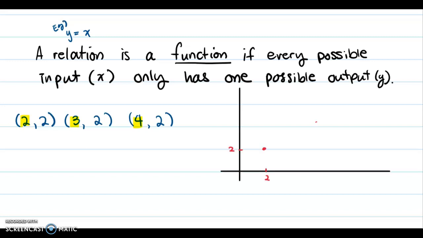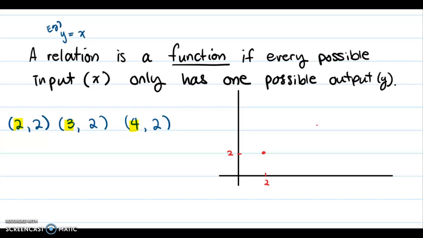Let's assume these three ordered pairs were actually connected to each other. What would that look like? We have our 2, 2. We have 3, 2, perhaps something like this. And we have 4, 2 right here. If these three lines were connected, we could ask ourselves the question, does it pass the vertical line test?